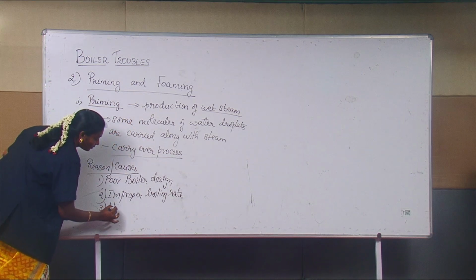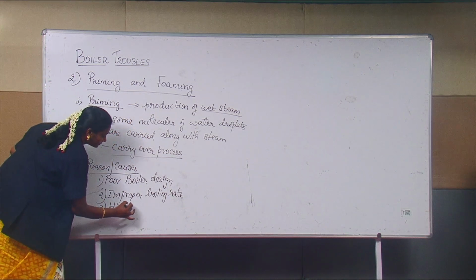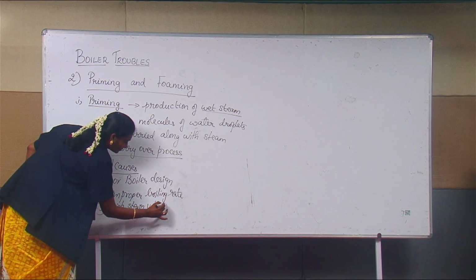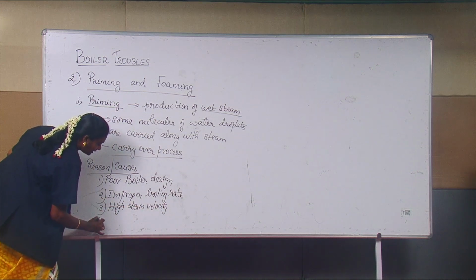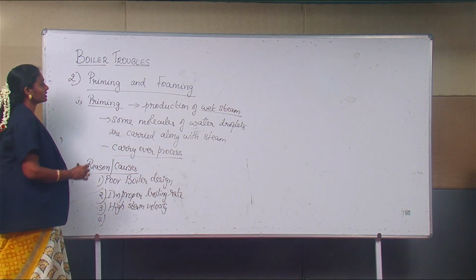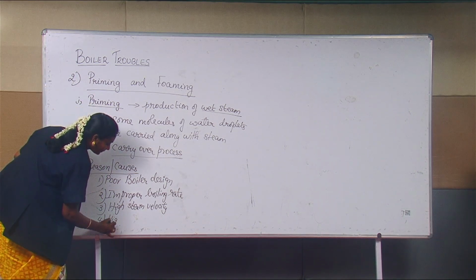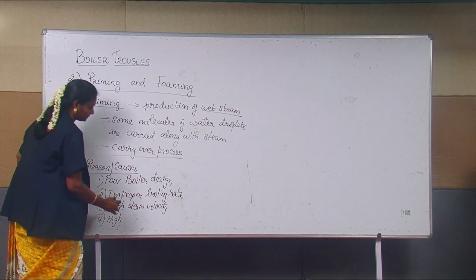So high steam velocity is a third factor which is resulting in priming, and the last factor is high water level.